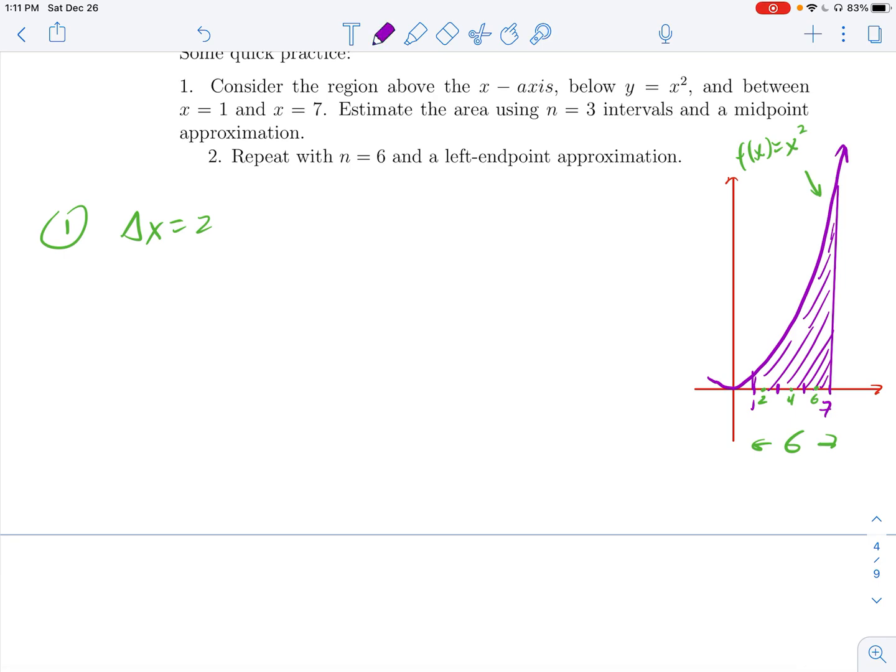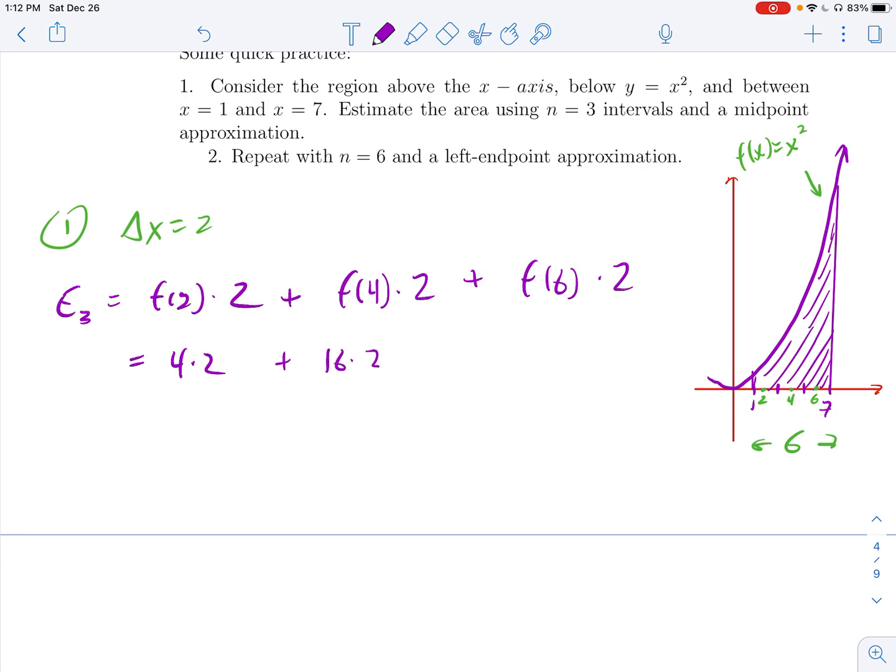So we could just say that our estimate here, all right, E sub 3 is an abbreviation for estimate using 3 things. That's kind of informal. It would be f of 2 times 2 plus f of 4 times 2 plus f of 6 times 2. Height at the midpoint times width plus height at the midpoint times width plus height at the midpoint times width. So that's 4 times 2 plus 16 times 2 plus 36 times 2. Just leave it like that. No one really cares about your arithmetic. They just want to see the process. If you leave your answer like this, it's very obvious what you did.